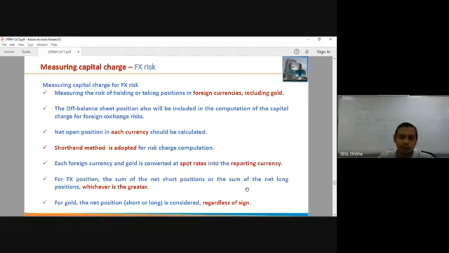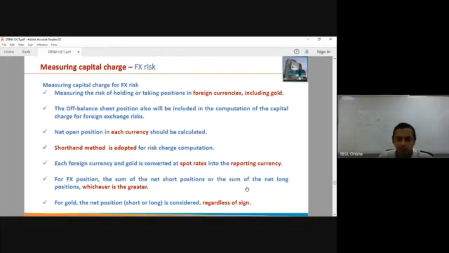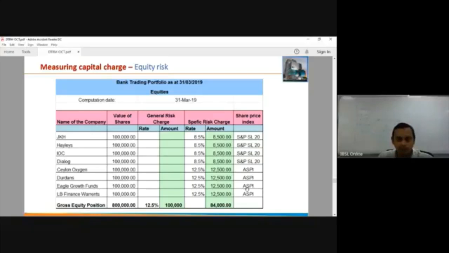Then FX risk. So one question. When we say the value of the shares, does that mean market value or the original investment value? No, market value. Market value as at the calculation date. Yes, all the trading book should be at market value. So if you are computing today, you get the share price of John Keells today and multiply by the number of shares. That's how you get the market value.